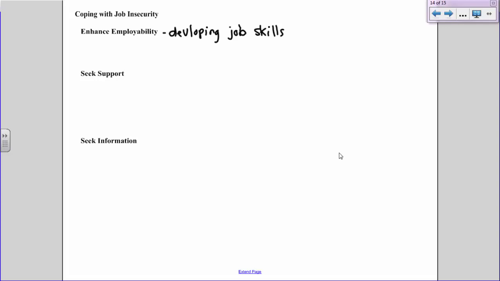So in this day and age, hard work and loyalty does not always equal job security. The age of lifetime employment is really a thing of the past. Now we're more focused on lifetime employability.